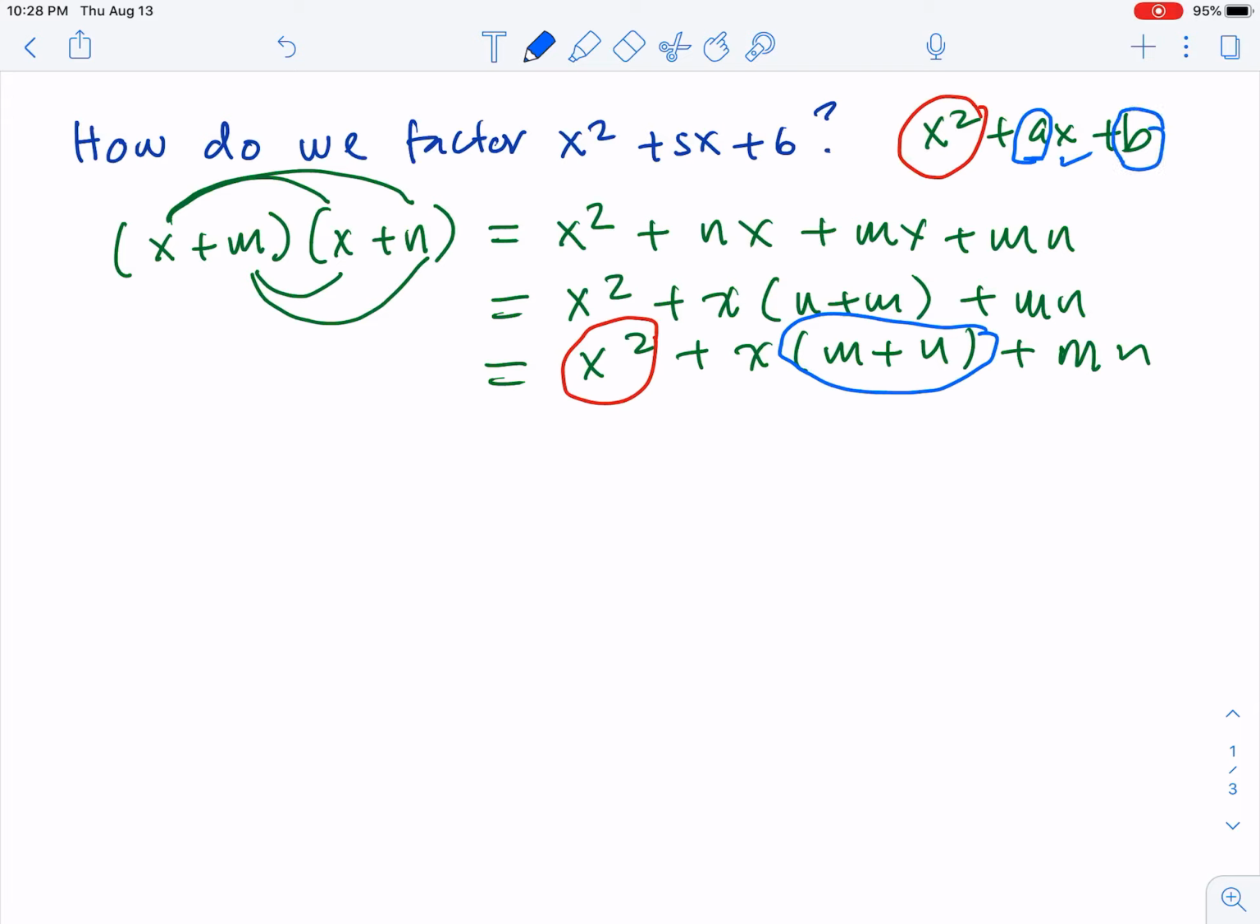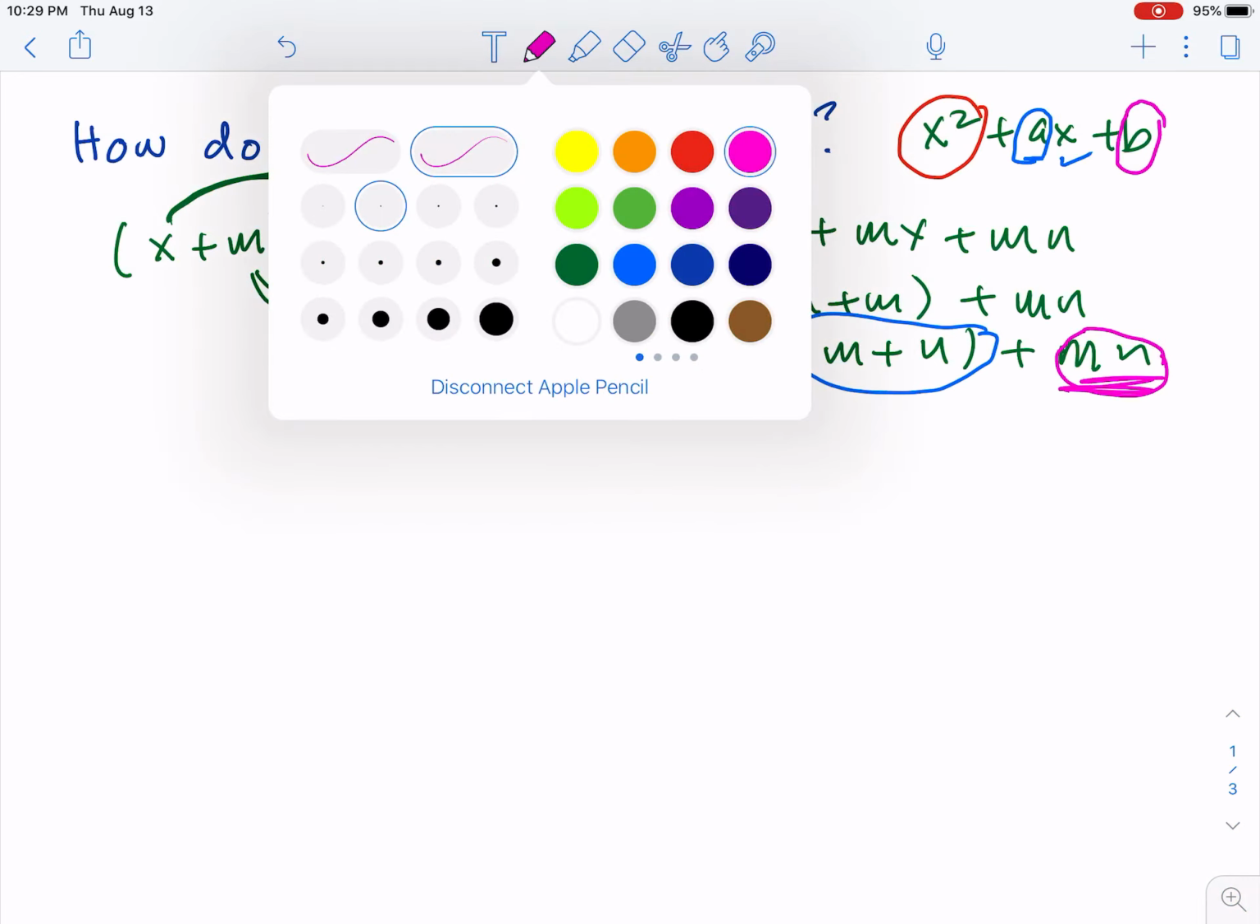Ito yung 6. Or maybe we should use a different color. So, yung b is the constant. Siya ito, mn. So, ito, 6 siya. So, kung mapapansin nyo yung A, yun yung M plus N, which is the sum of these two, di ba? Sum of M and N. Samantalang yung constant natin, yung mn, is the product. So, ano ibig sabihin nun?